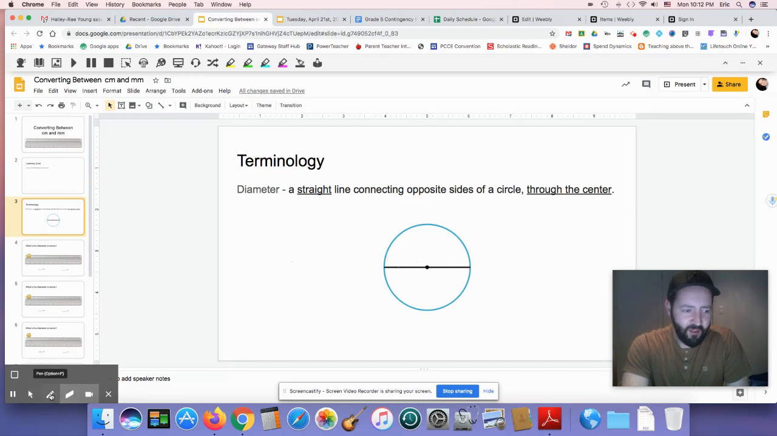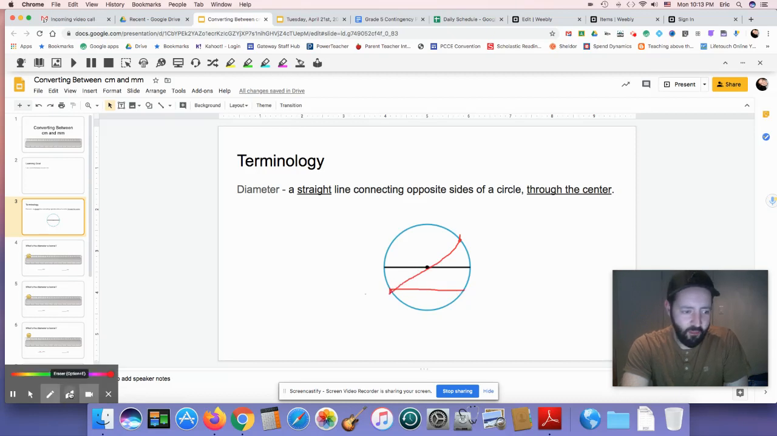The second thing in this definition is that it connects opposite sides of the circle. If I drew a straight line across the circle like that, it's also not a diameter, because it doesn't connect opposite sides of the circle. If I were to choose my starting point right here, the opposite side of the circle would be somewhere up over here. So it's got to be a straight line between opposite sides of the circle, as straight as that can be.